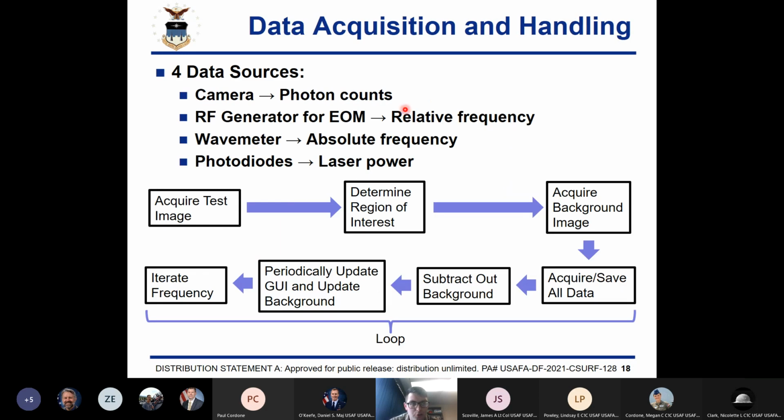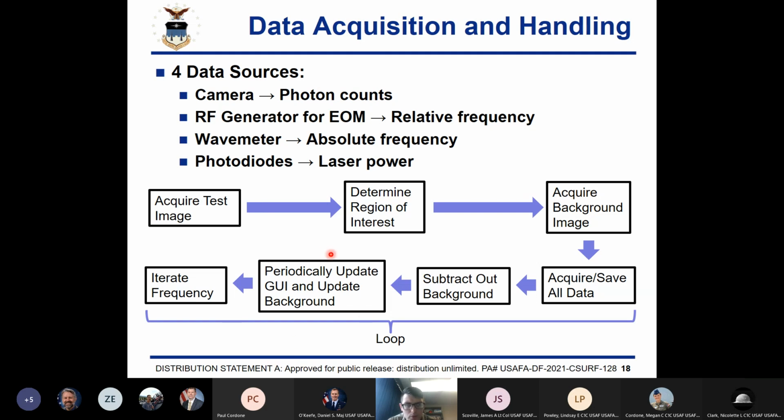And then finally, for our data acquisition and handling, we'll be pulling data from 4 different sources. First, a camera, which we'll use to measure the fluorescence of our trapped xenon. Second, the RF generator, which drives our EOM, which tells us our frequency relative to our lock. Third, a wave meter, which tells us our absolute frequency. We just use that to monitor and check the results from our RF generator. And then finally, a series of photodiodes, which we use to monitor our laser's power. And then here I have a logic diagram displayed for how we're going to be acquiring our data.